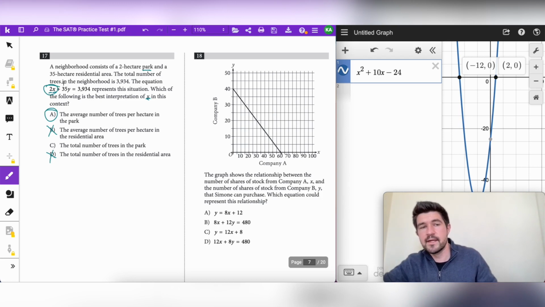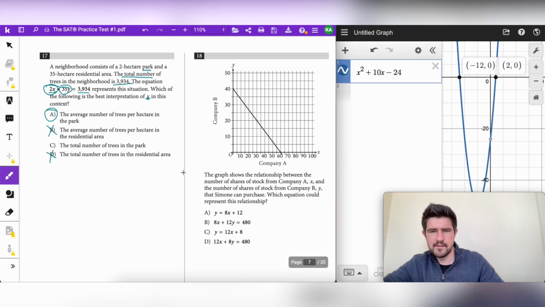Because if you think about it, this number, 2x, whatever it is, is the total number of trees in the park. 35y is the total number of trees in the residential area. And if we combine them together, we should get the total number of trees in the neighborhood, which is exactly what they said that this number 3,934 represented. So the units are pretty important there. Think through it like that. It's very tricky. That one's probably the hardest we've seen so far. It's starting to get more difficult, as you can see, but we were able to figure that one out with not too much trouble. All right, the next one, 18.